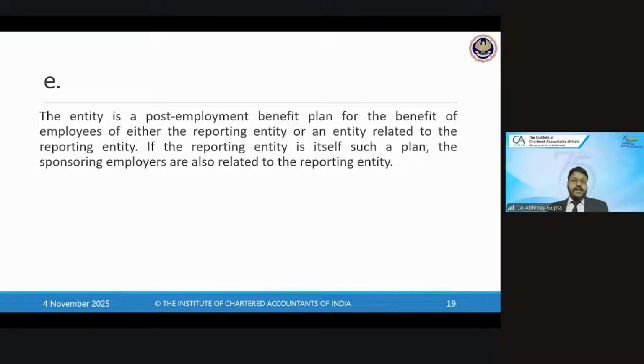Clause E. And these are strictly in order of the Ind AS Act. All the clauses I'm discussing are strictly in that order. The entity is a post-employment benefit plan for the benefit of the employees of either the reporting entity or an entity related to the reporting entity. If the reporting entity is itself such a plan, the sponsoring employers are also related to the reporting entity.